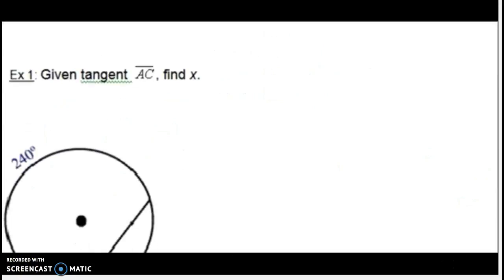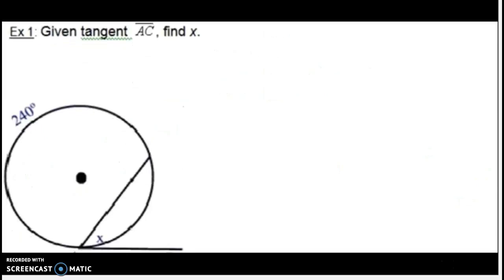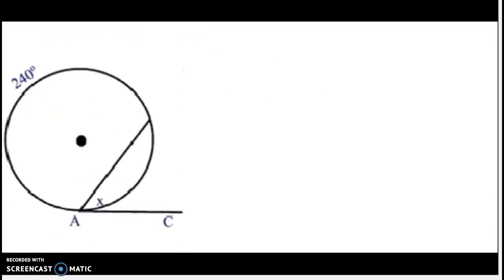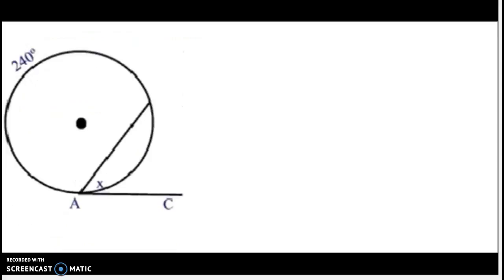All right, so in the first one we've got tangent AC. They want us to find x. The very first thing that I'm always going to do is find the vertex of the angle, because finding the vertex of the angle dictates exactly which one of the rules I'm going to follow from that chart above. This angle has its vertex on the circle, so I know that the degree measure of the angle is going to be equal to half that of the arc.